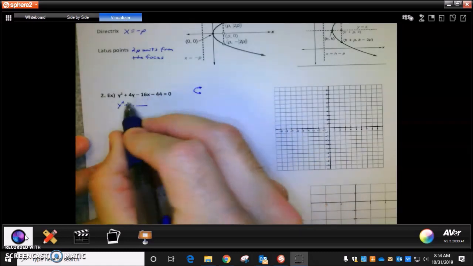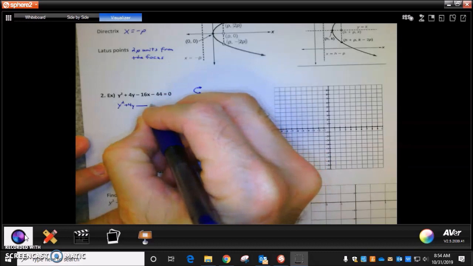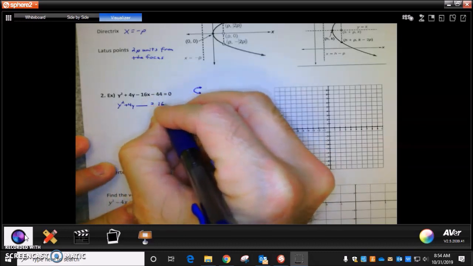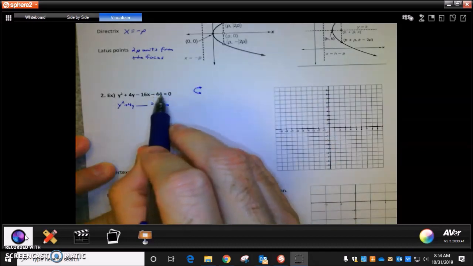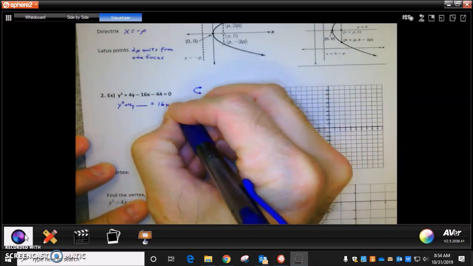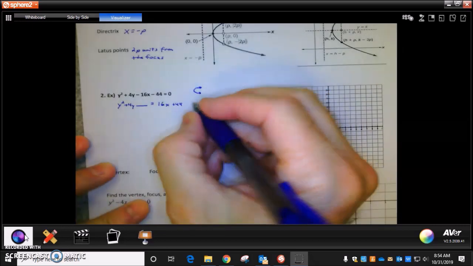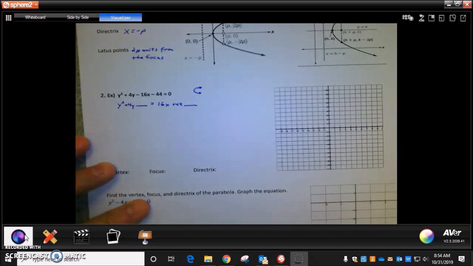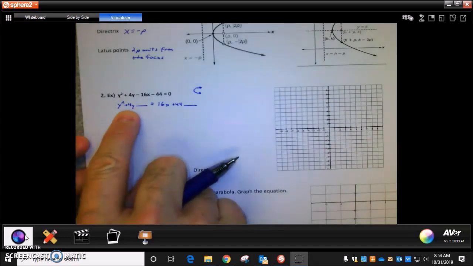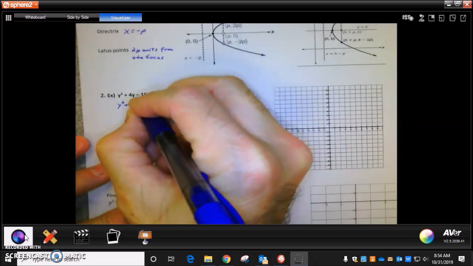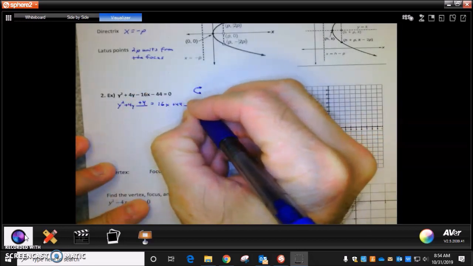Anything that is not a y in this case, we're going to move to the other side. We're going to move the 16x to the other side. We're going to move the minus 44 to the other side. That'll become plus 44. And remember, when we complete the square over here, anything you add to the left, we're going to have to add that same thing to the right. Okay? So, this magic number is going to be half of that, so 2, squared. So that's going to be a 4. So that's what goes in that little blank, and that's what's going to go in this little blank over here.